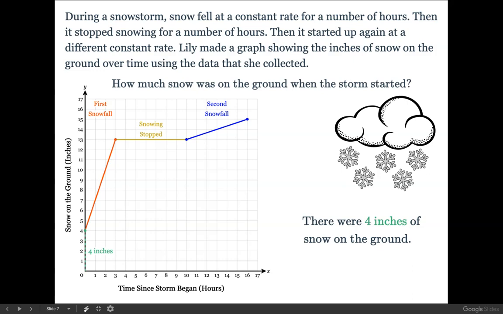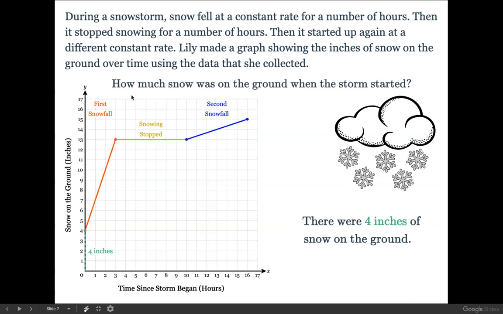So we want to know how much snow was on the ground when the storm started. So we could reread the problem to help identify. Here's the part where it's snowing. Snow stopped, and then it went again. But we know that this is a different rate or slope because it started up again at a different constant rate. That's why the slopes of those portions of the graph are different.